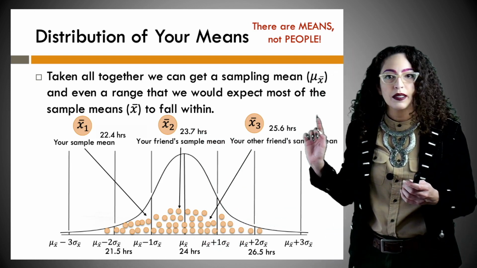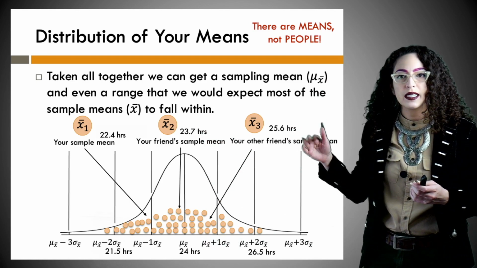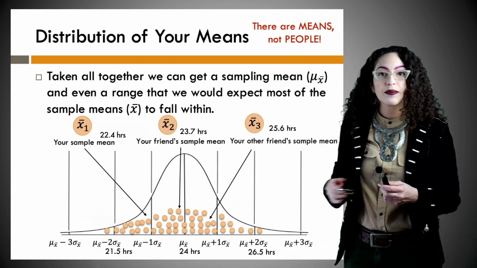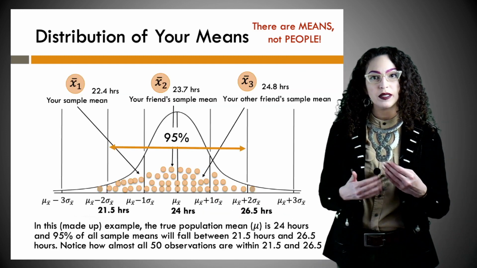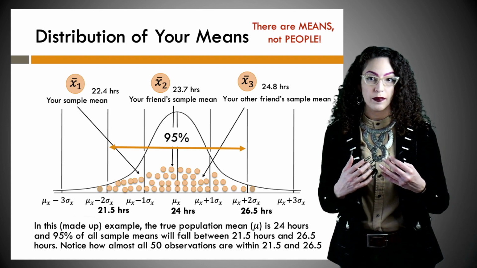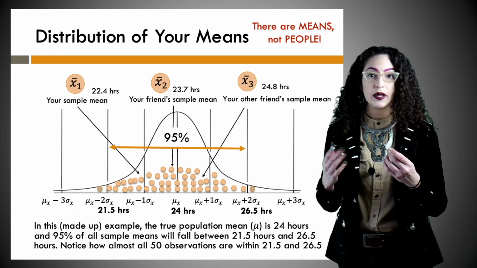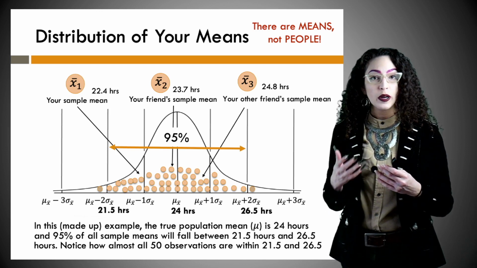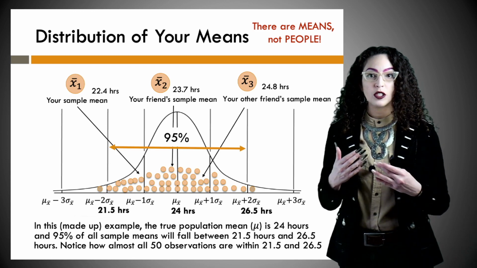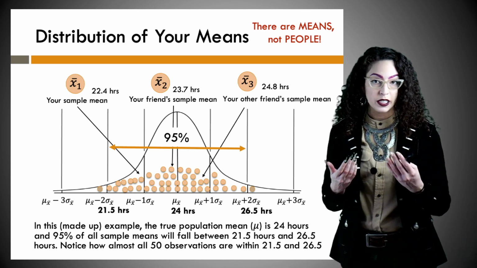I've made this up. And another person had one that was slightly higher at 25.6. And then some people had really low and some people had really high. In this made-up example, the population mu, that mean that we're interested in, is 24. And about 95% of all the sample means that each one of you went out and took fall between 21.5 hours and 26.5 hours. Notice how almost all 50 observations are within 21.5 and 26.5.